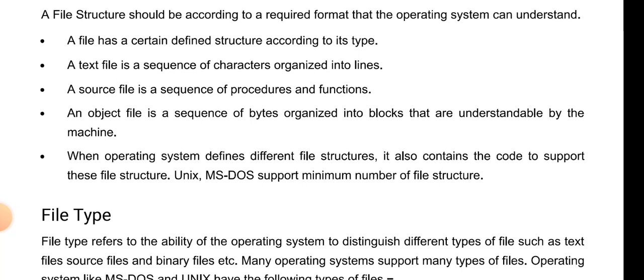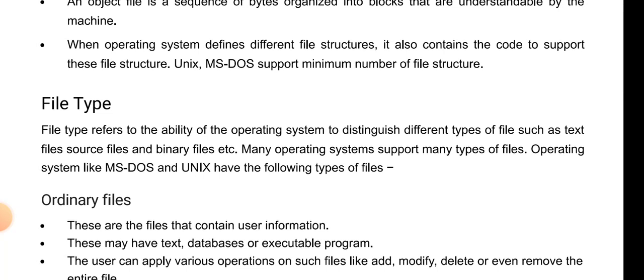When operating system defines different file structure, it also contains the code to support these file structures. Unix and MacOS support a minimum number of file structures. File type refers to the ability of the operating system to distinguish different types of files such as text files, source files and binary files, etc. Many operating systems support many types of file. Operating systems like MS-DOS and Unix have following types of files.